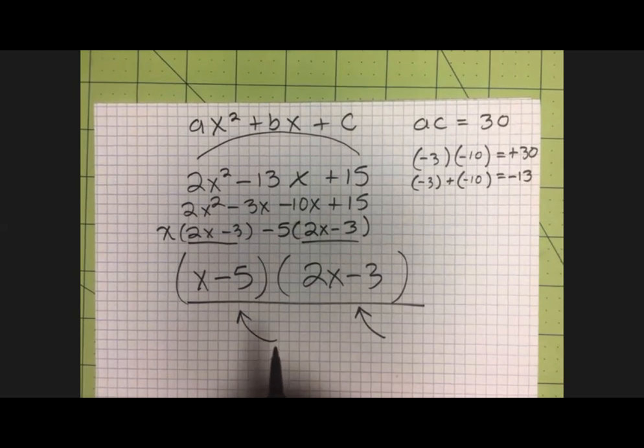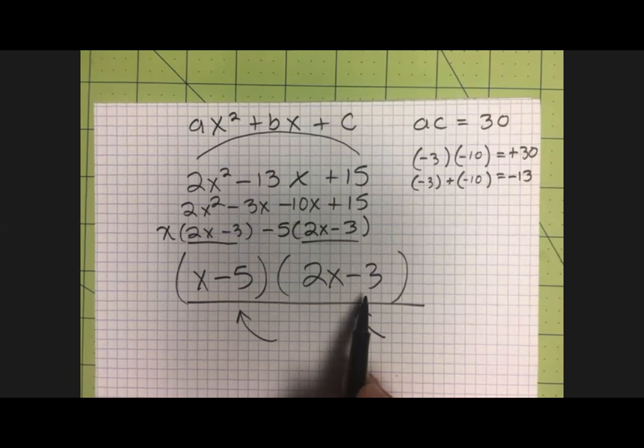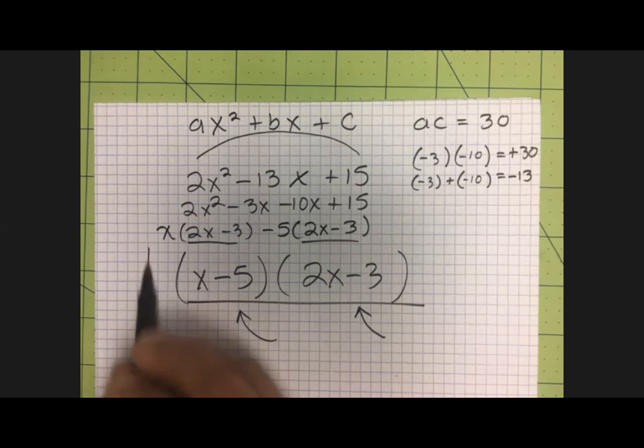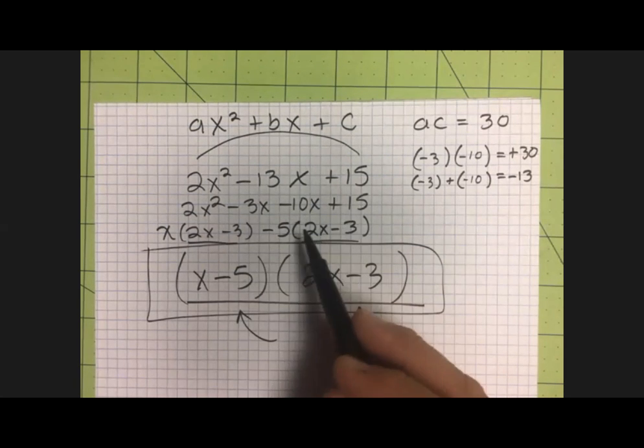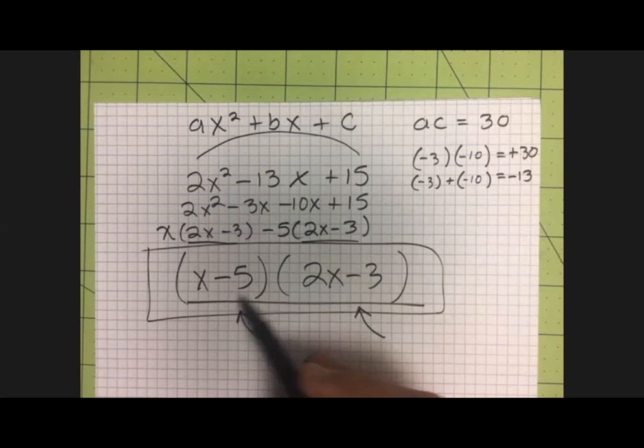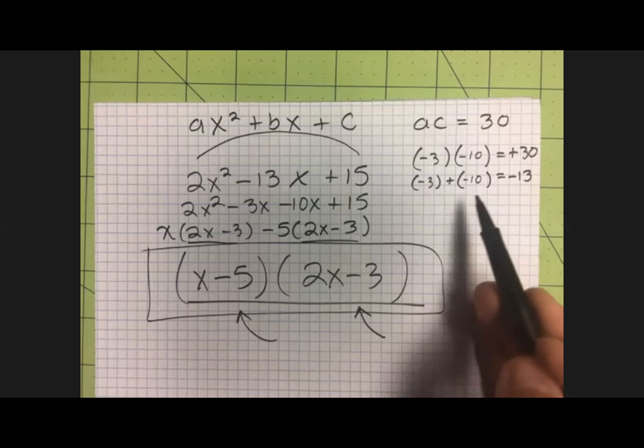So here's what I'll say to you. If you see the minus 3 and minus 5 right away, and you test it to make sure you didn't make a mistake, then that's fine. But if you're looking at a problem and you cannot see those right away, this method always works.